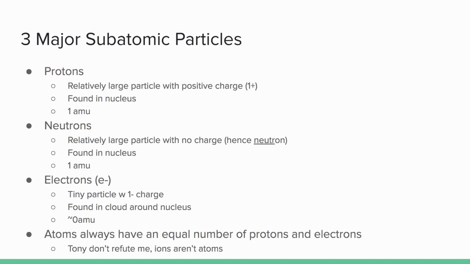The second major subatomic particle is the neutron. They're also a relatively large particle, about the same size as the proton, and they have no charge. And that's why they're called neutrons, as in neutral. And then protons, as in pro, like positive. They are also found in the nucleus with the protons, and they also weigh 1 atomic mass unit.